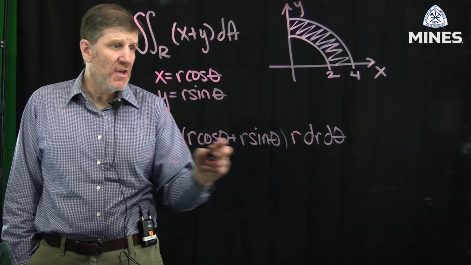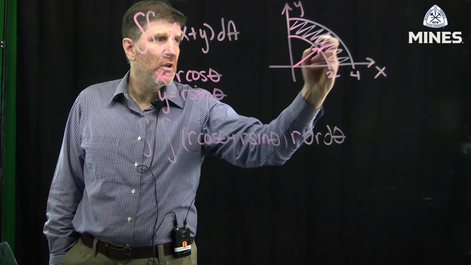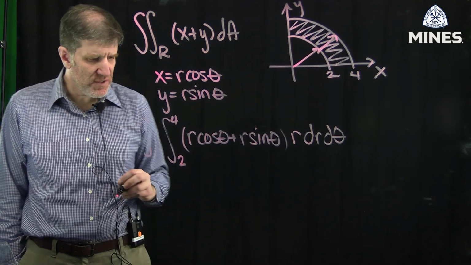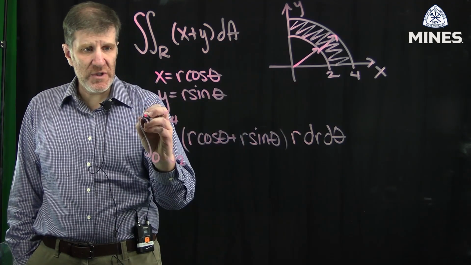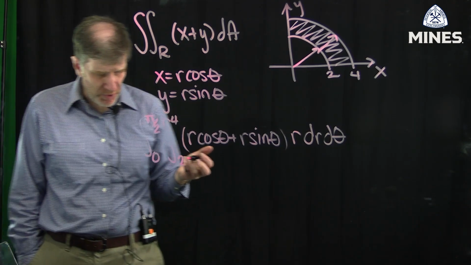The endpoints for r, we have r going from 2 to 4. So 2 to 4 for the endpoints. And for theta, we're going from theta equals 0 to 90 degrees, which is pi halves. So that's the integral in polar coordinates.